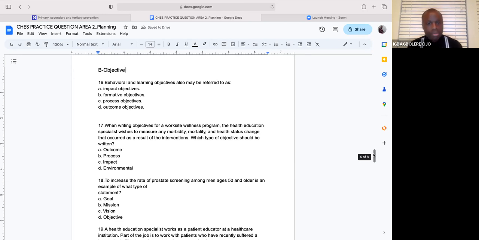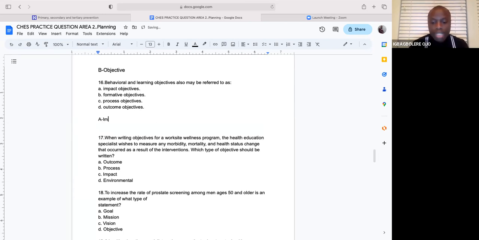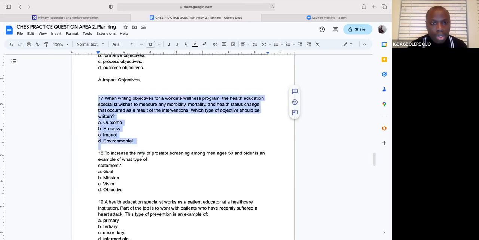Question number 16, behavioral and learning objectives may also be referred to as what? So every time we consider the behavior and the learning pattern, which is really the knowledge acquisition in a program, everything we are looking at is impact objectives. Very simple, okay? So formative objectives is more like a process objective, is measuring the process stage by stage. Maybe you want to change something in the intervention, you want to improve the quality in the intervention. Those are formative objectives, all right? So here, you're looking at the behavior, you're looking at the learning, the knowledge at all times. That will be impact objectives, okay? All right, question number 17.